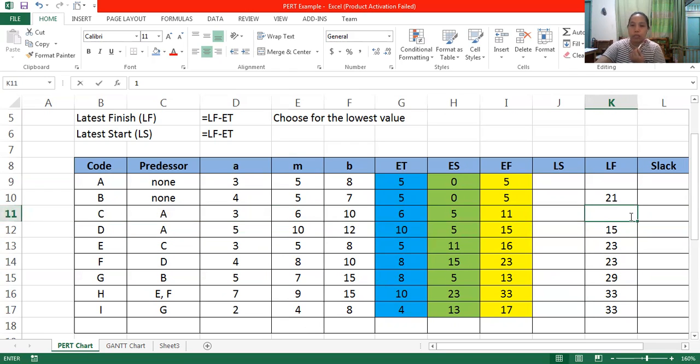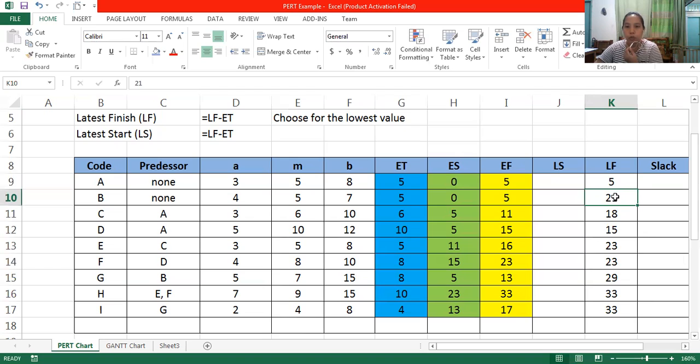So that is 18. Next is 15. 15 minus the ET, which is 10, is 5. We put it on A, so put the 5 here. Next we have 18 minus 6, which is 12. This also goes on A, so 5 comma 12. In this one, you choose the lowest, so you retain the 5. We don't replace it with 12.